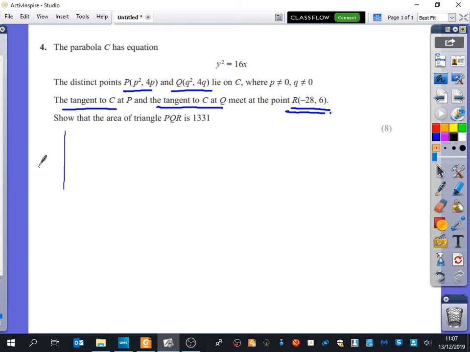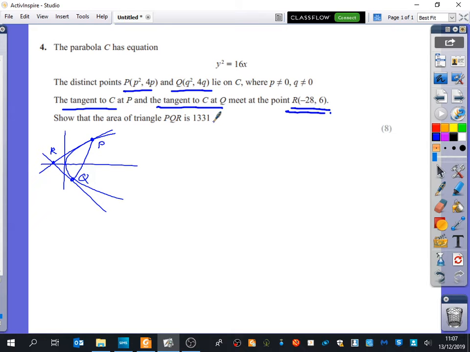Now, I like to start off with a sketch to figure out what this is going to be like. So we've got something that looks like this. We've got a tangent at one point, a tangent at another point. So this is P, this is Q. They meet at a particular point R. We're then eventually going to try and show that the area of this triangle PQR is 1331.